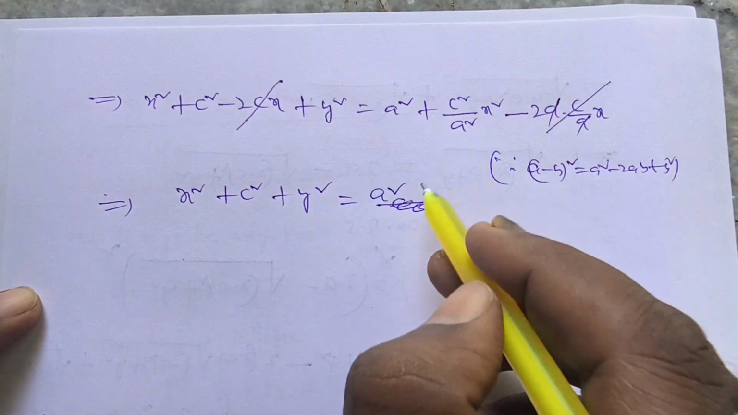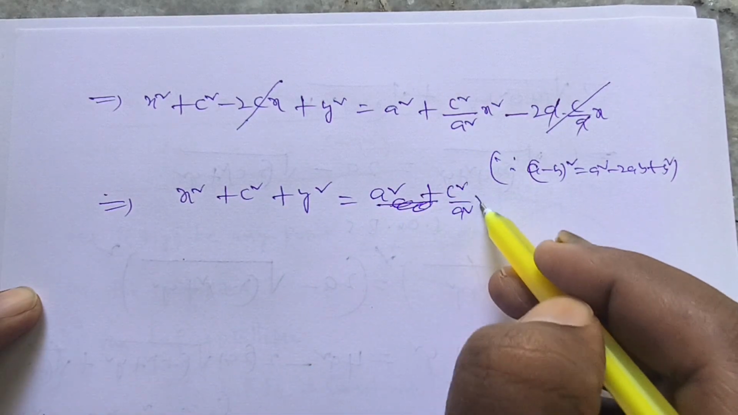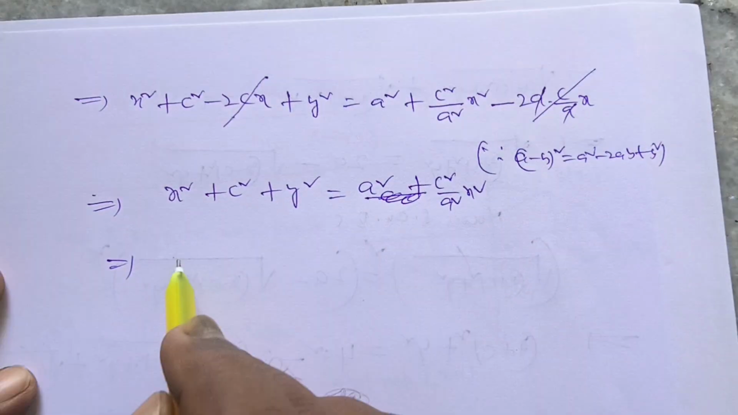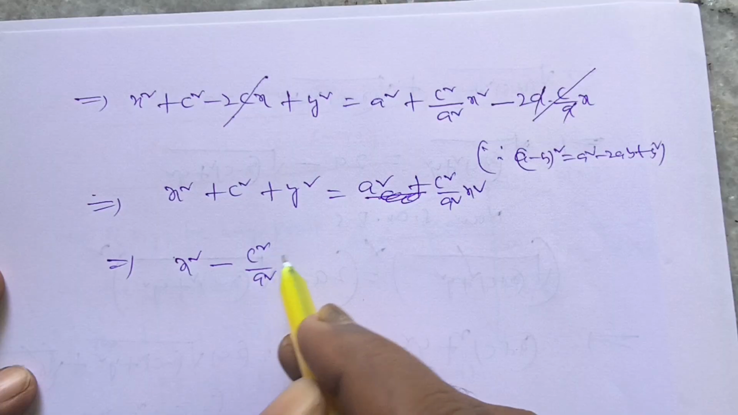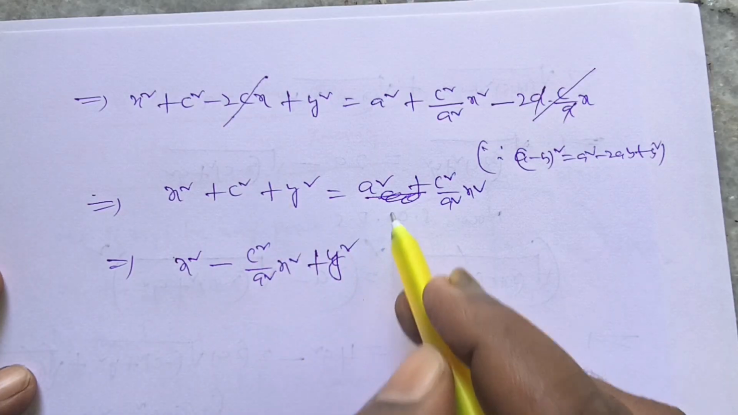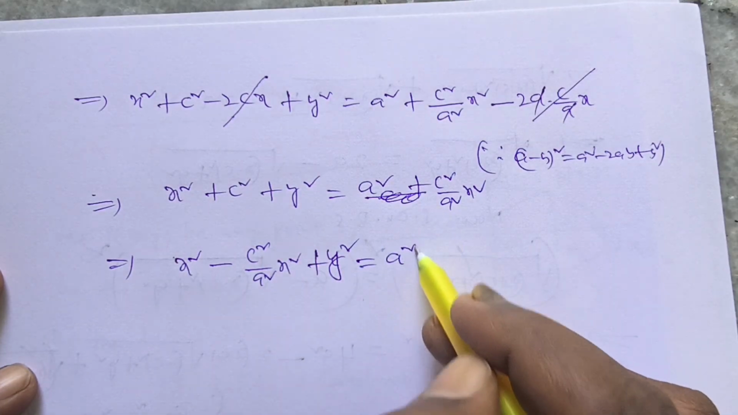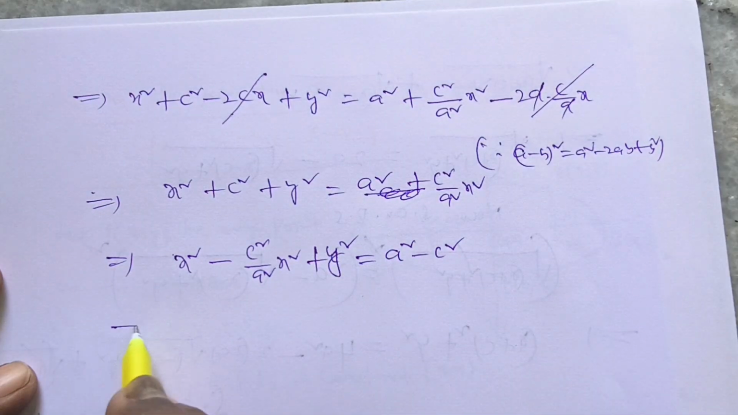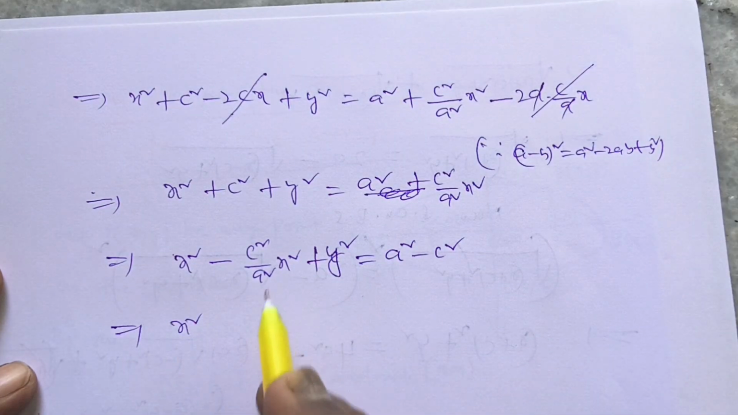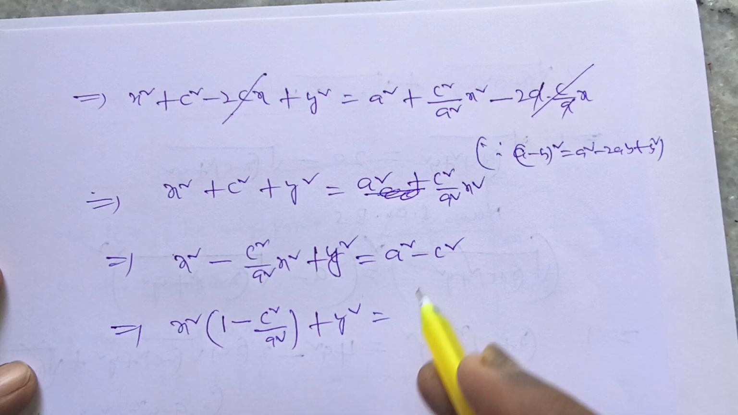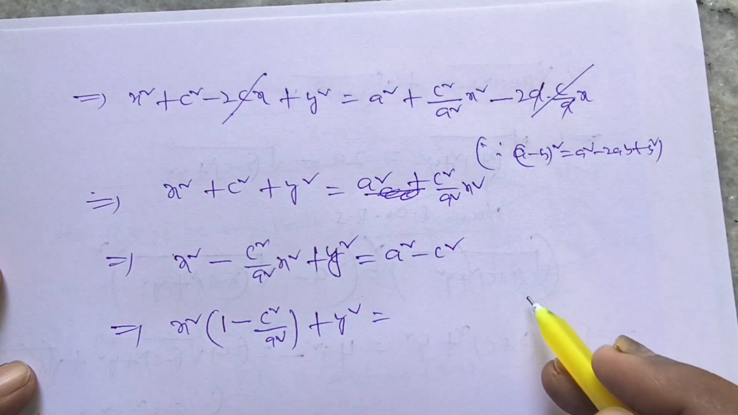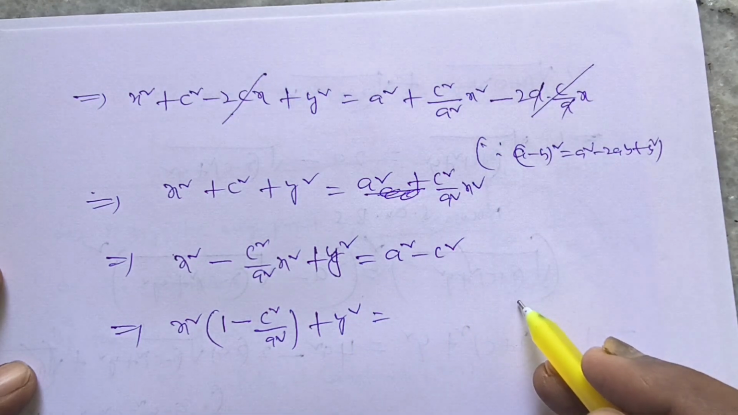Then the remaining terms are x square plus c square plus y square is equal to a square plus c square by a square into x square. Now x terms taken to the left hand side of the equation. Then x square minus c square by a square into x square plus y square equals to a square minus c square. Now x square is common from the first two terms. Then we have x square into (1 minus c square by a square) plus y square equals to a square minus c square.